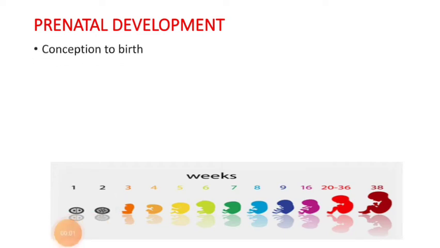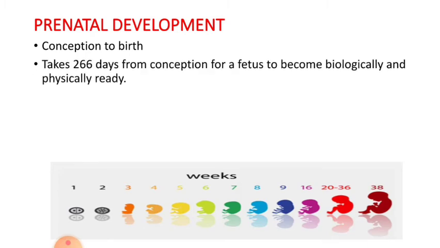The prenatal stage is the time period from conception to birth, which takes around 280 days. However, all babies are not born exactly after 280 days. It takes about 266 days from the conception for a fetus to become biologically and physically ready.